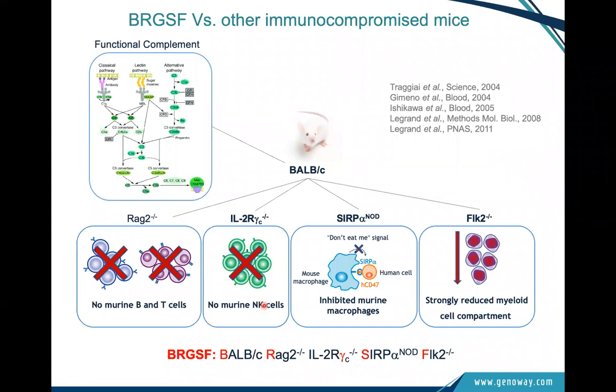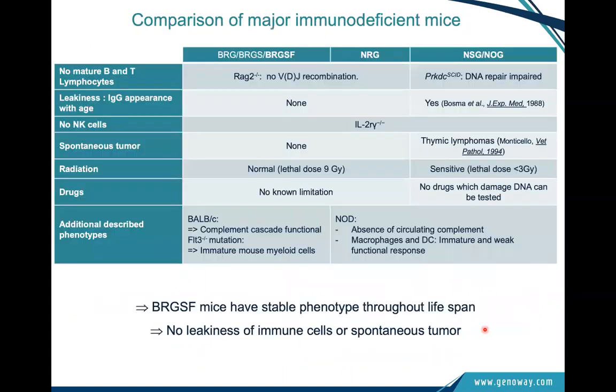The SIRP-alpha of NOD origin provides a proper interaction signal between SIRP-alpha and human CD47, and as such, you have a don't-eat-me signal which is triggered, which inhibits the phagocytosis of the human cells by murine macrophages. And the FLT3 knockout reduces the mouse myeloid compartment for two purposes: better engraftment of human cells, and second, more space for the human myeloid cells to develop, and I'm going to detail this later.